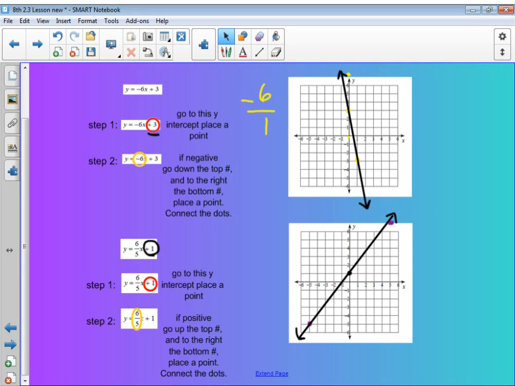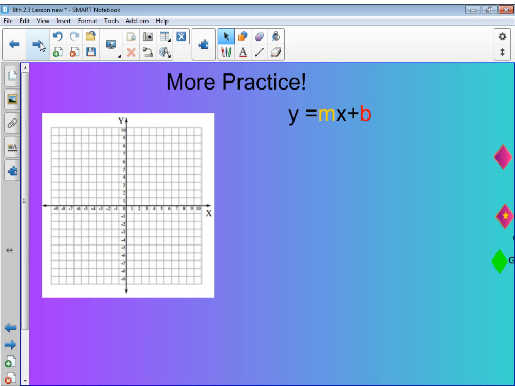Okay, so let's go ahead and try some more. Okay, so you guys should have your whiteboards out so that you can work off of graphing these slopes as I'm doing them, because then you're going to do some on your own. So here's our first one. We have y equals 3x minus 7.